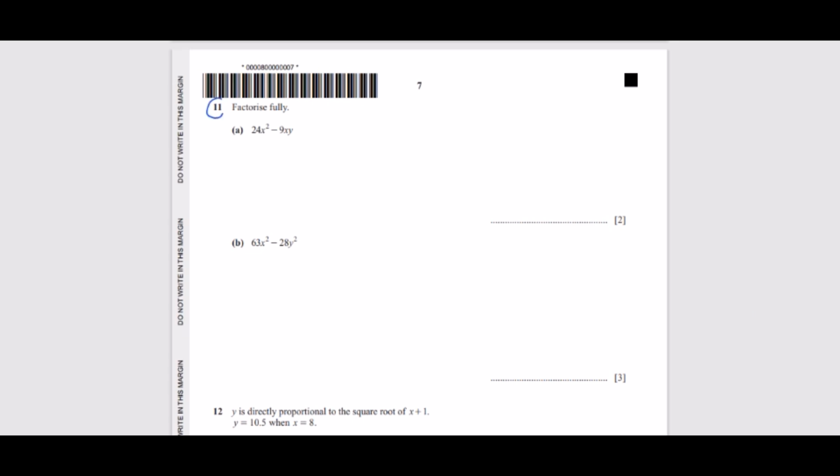Question number 11. Factorize fully 24x squared minus 9xy. So we take 3x common. The remaining values are 8x minus, 3 threes are 9, so write here 3y. So the final answer is 3x into 8x minus 3y.